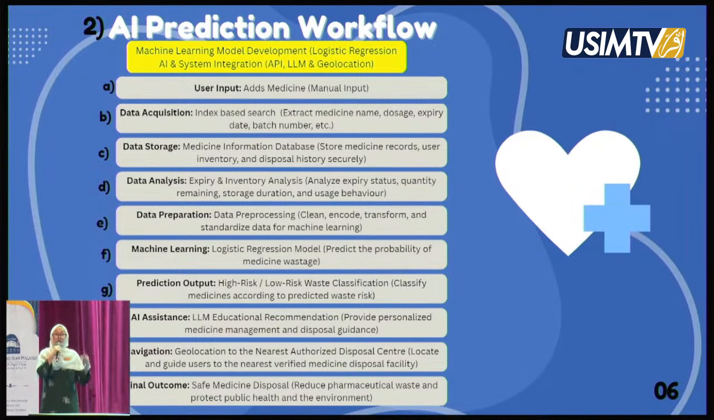And prediction is only the first step. If a medicine is in need of disposal, MAN will guide users to the nearest verified disposal center. And our AI assistant can also provide the users with educational guidance. So the flow is simple. You add a medicine, analyze it, predict the waste risk, guide the users, and enable safe disposal.